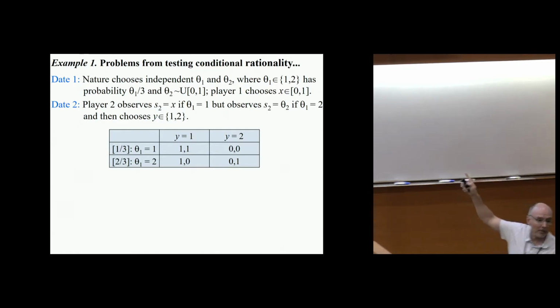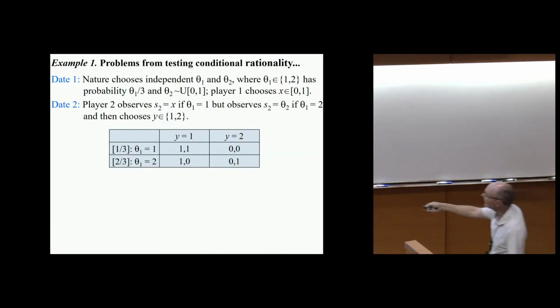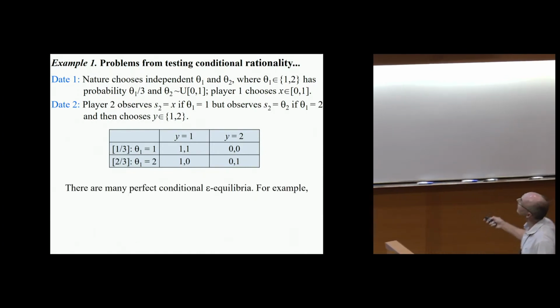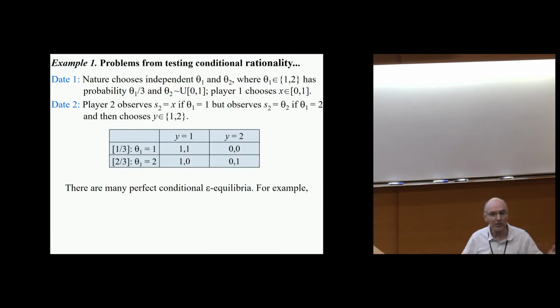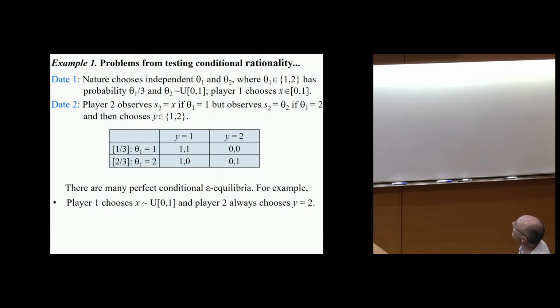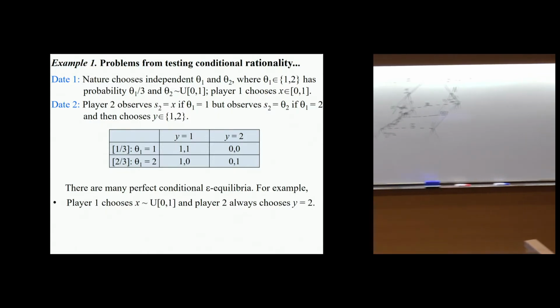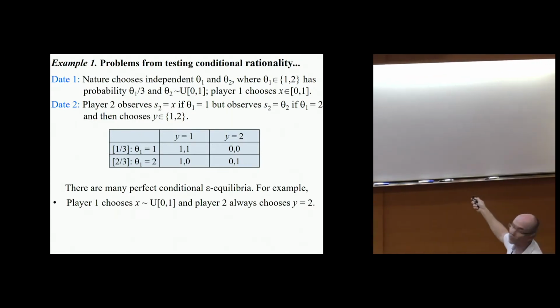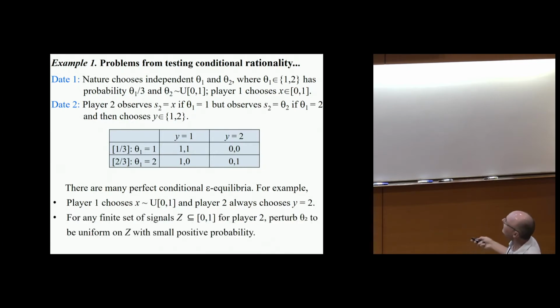Back to that first example, where testing by only perturbing strategies gives non-existence. But now we said intuitively perturbing nature should lead to no problem, and indeed it is no problem. So there are many perfect conditional epsilon equilibria, but one example is the one that I described. Player 1 just chooses x uniformly, and player 2 always chooses y equals 2. And how do you check it? To check it, for any finite set of signals, you have to look for perturbations. Well, it's easy here.